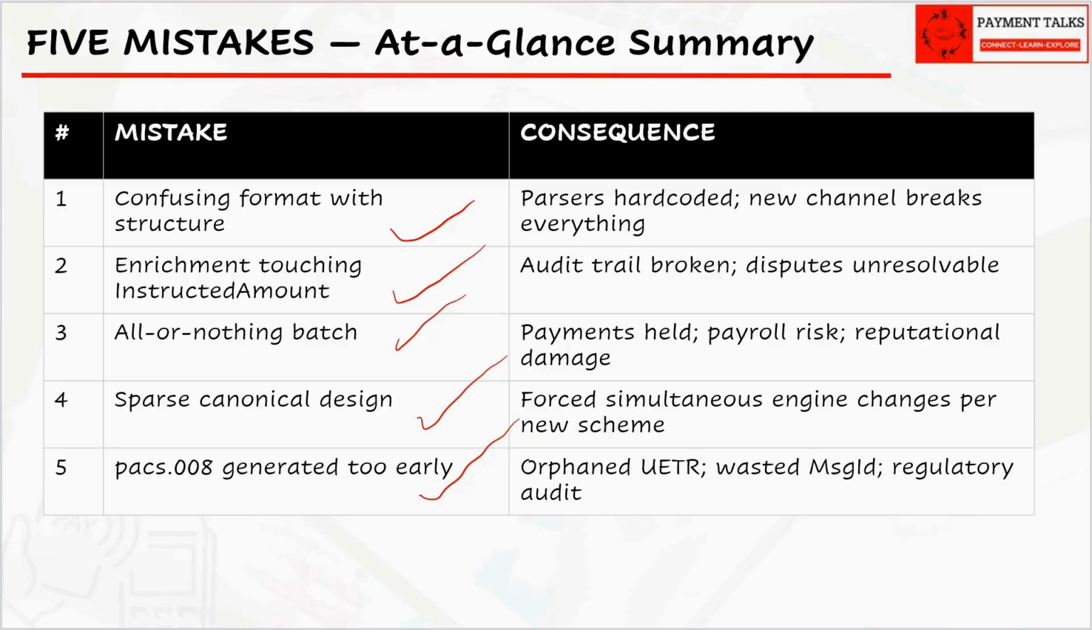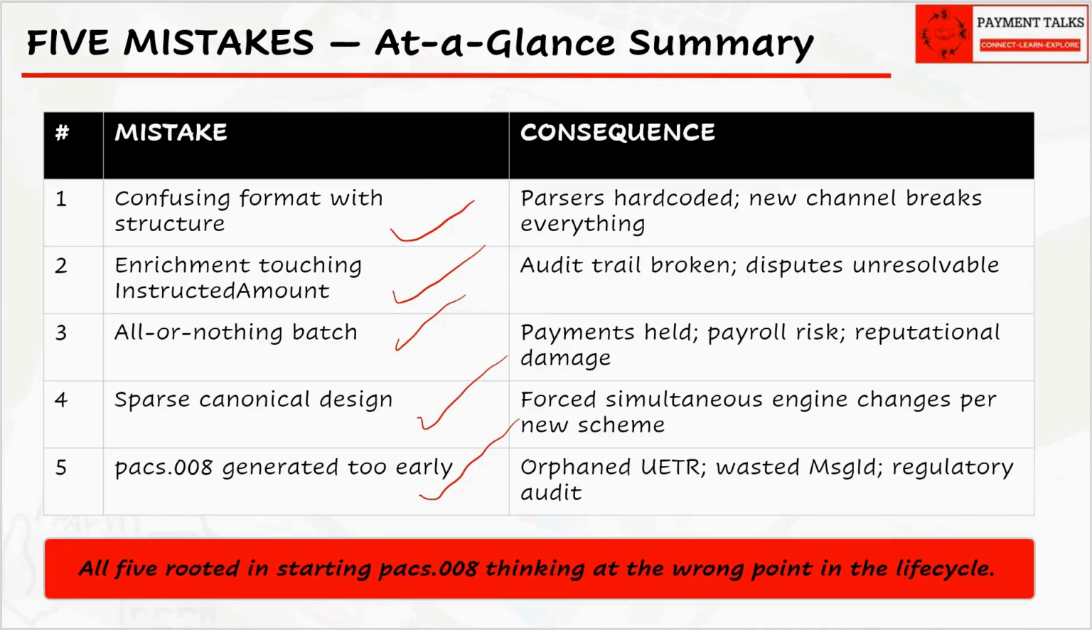All five come from the same root: starting pack set thinking at the wrong time in the life cycle. The fix for all five is the same insight we started with. By the time a pack set exists, the right work has been done in the right order at the right time.